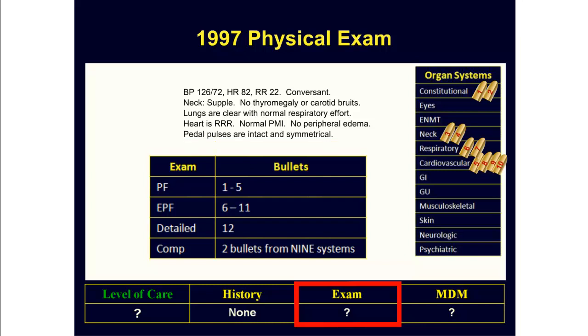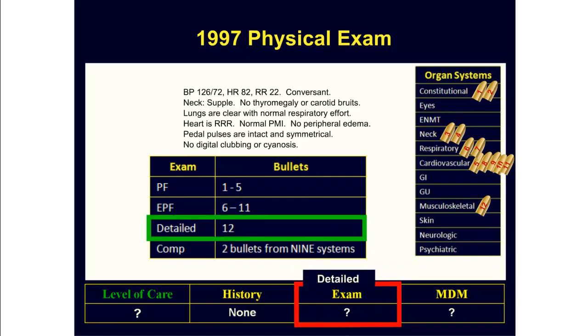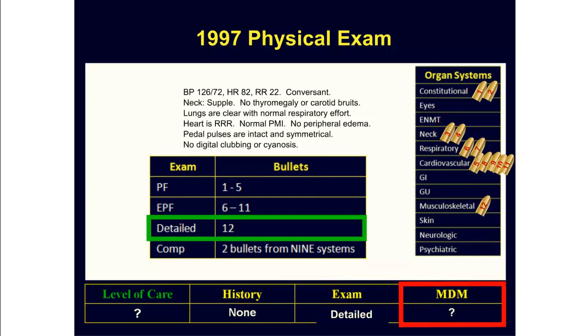We get 1 cardiovascular bullet for assessing the pedal pulses, and 1 musculoskeletal bullet for looking at the digits for cyanosis or clubbing. This gives us 12 bullets, which means we would qualify for a detailed physical exam using the 1997 E&M guidelines. The next step is to check the medical decision-making.